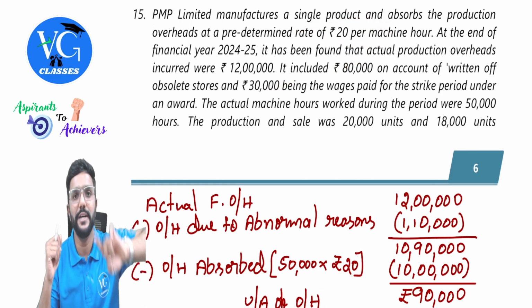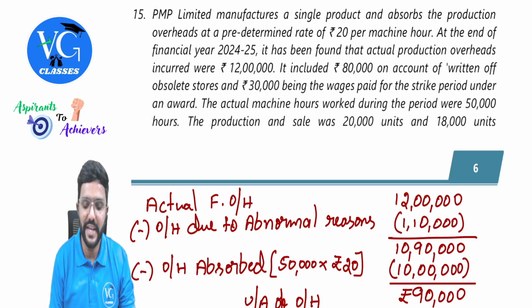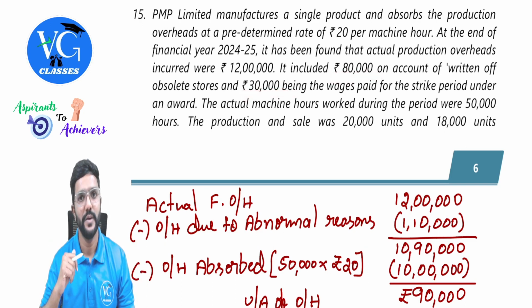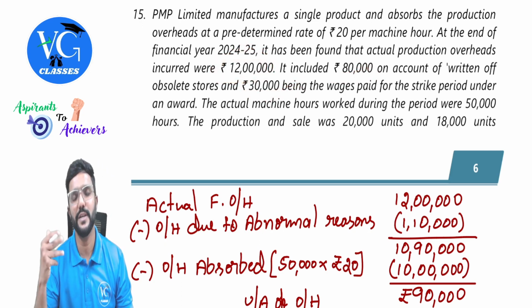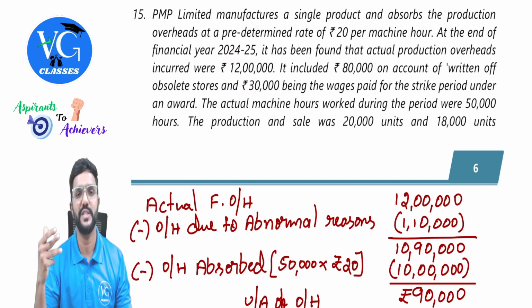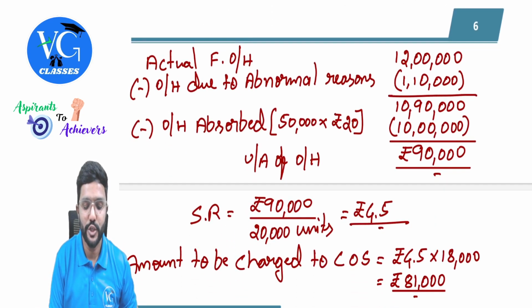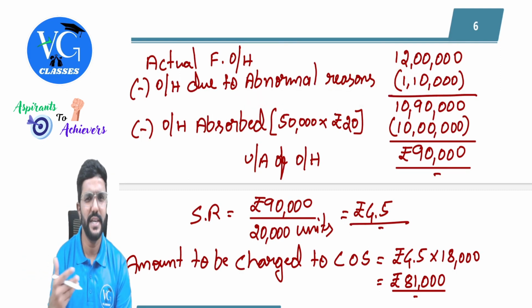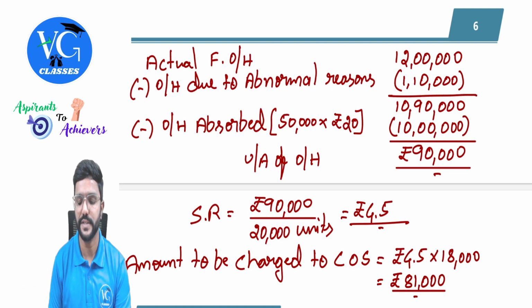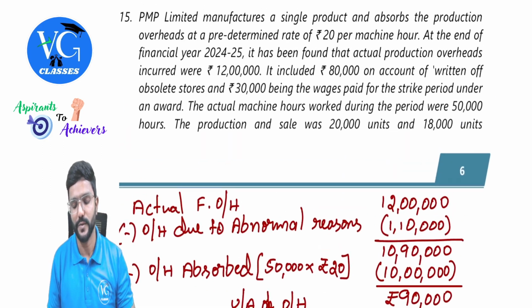How will we know that? Because the predetermined overhead rate will be fixed even before the period starts. So we will not have any idea about this at the beginning. Yes, sir. So from the actual overhead incurred, should we deduct both of these? Yes, because these are similar to extraordinary items, or it is a loss which was not anticipated. So what should we do? Deduct it. So actual overhead is 12 lakh. From that we are reducing the extraordinary item or loss due to abnormal reasons, 1,10,000. So we'll get 10,90,000.